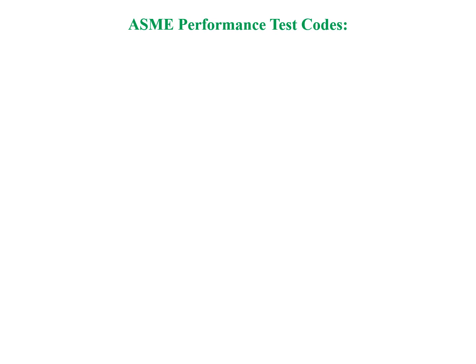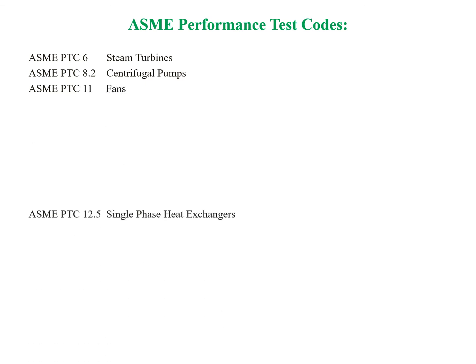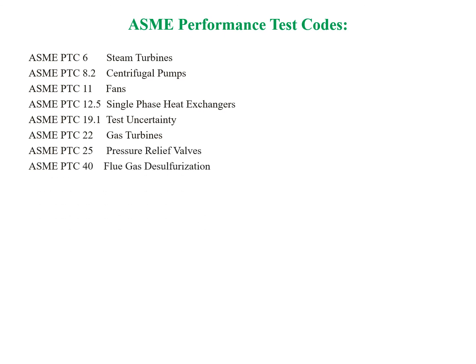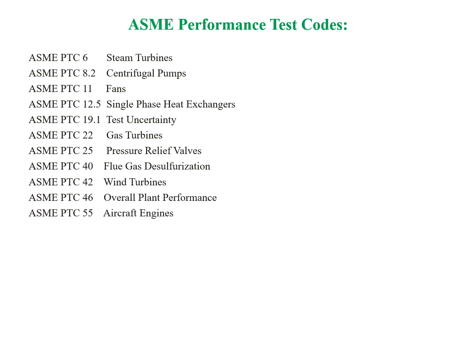Some test codes under ASME performance: for steam turbines, ASME PTC 6. For centrifugal pumps, we have ASME PTC 8.2. Like this, we have codes for all types of machines and mechanical components. There are some ASME performance test codes to be passed, which is very important as far as the safety of a product is concerned.